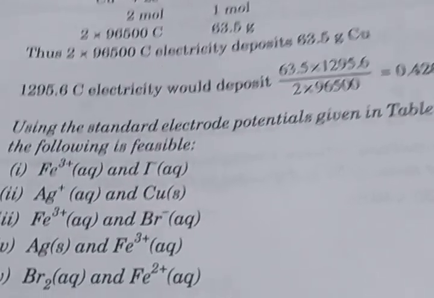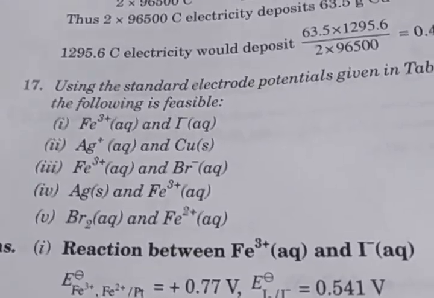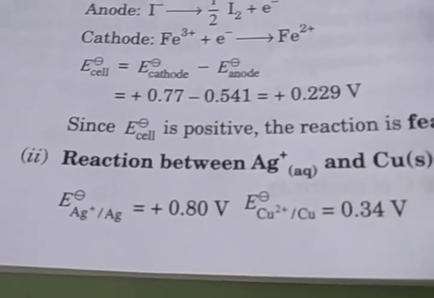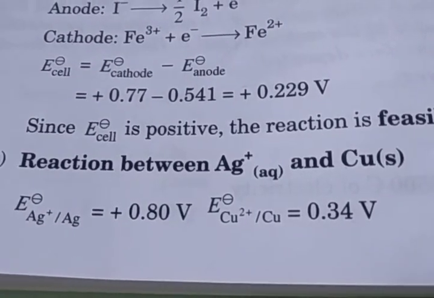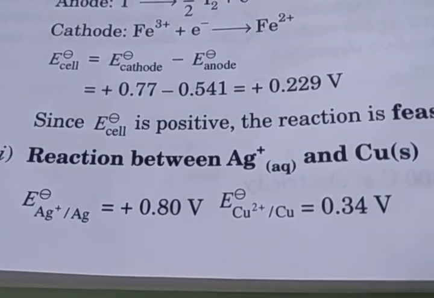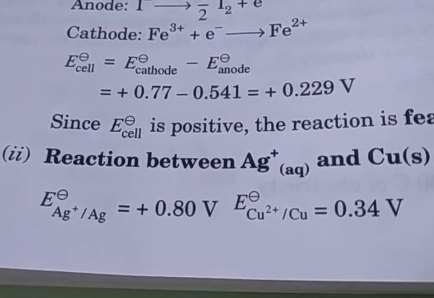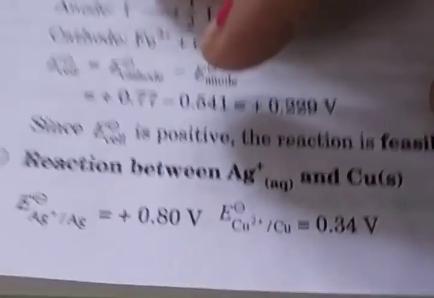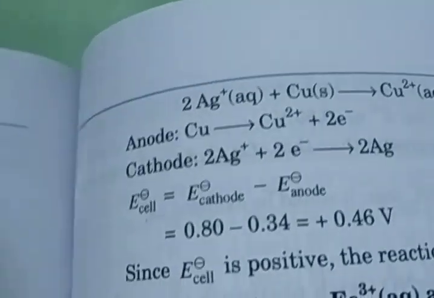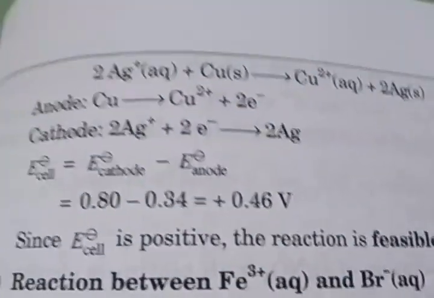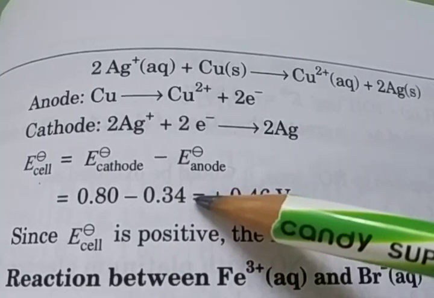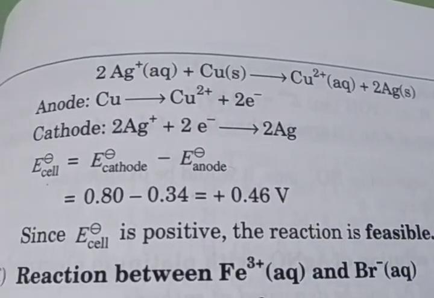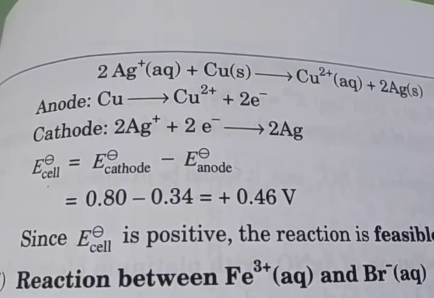Second, given Ag+ and solid copper. The potential value given for Ag is 0.80 volt and for copper 0.34 volt. From the table you see the electrode potential values, then the same procedure: E cathode minus E anode. You can directly write the formula, it is not necessary to write the equation. Here E cell is equal to E cathode minus E anode, 0.80 minus 0.34, so 0.46 volt. Here the value is positive, so the reaction is feasible.